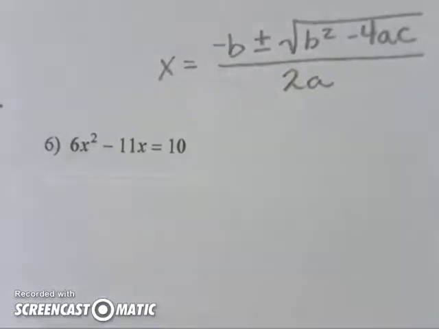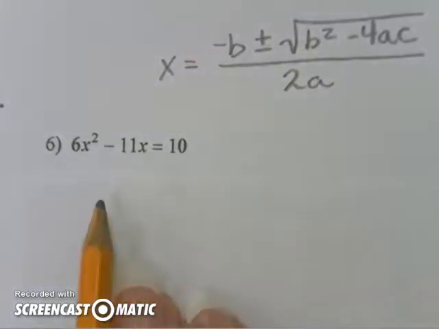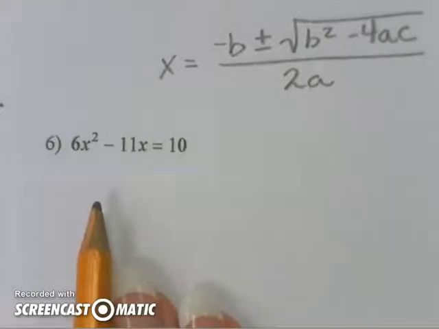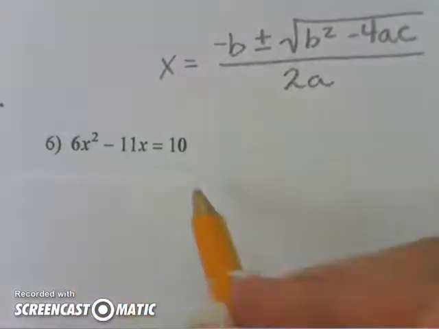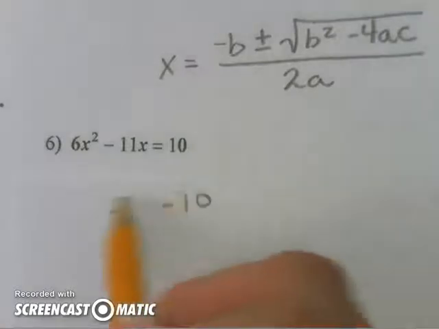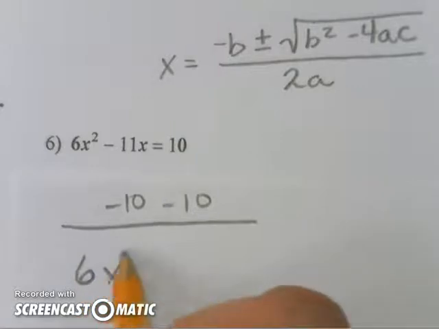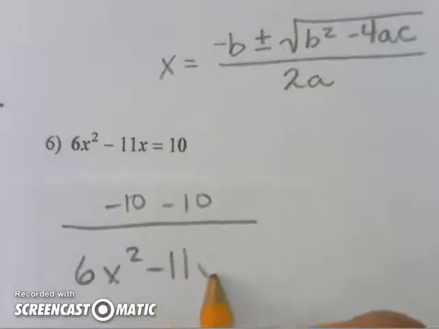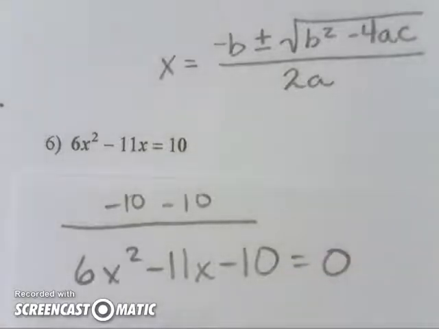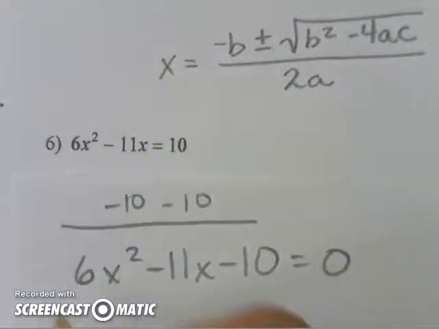Now before I can use this, our equation must be written in the correct format where it equals 0. So I need to subtract my 10 from both sides so that this equation will now be in the right order. This is called standard form. So now I need to solve or label my A, my B, and my C.